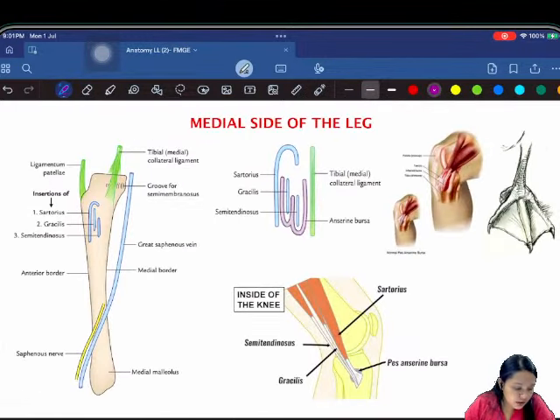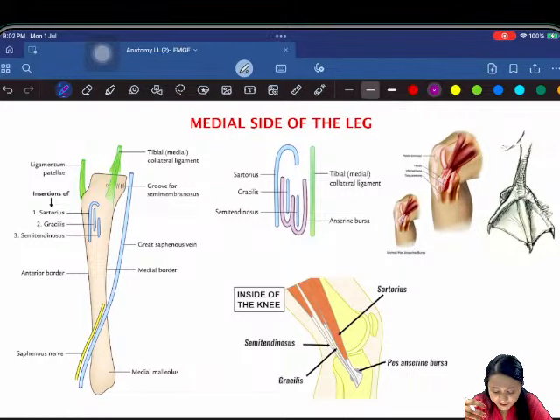So we are done with the lateral compartment of the leg. Anyone has any doubt can ask on the chat box. अब तक कुछ doubt है तो? Anybody has doubt? Okay. So let us proceed to the medial side of the leg now. हम लोग ने already lateral side पढ़ लिया है. अभी हम लोग medial side of the leg पढ़ेंगे.